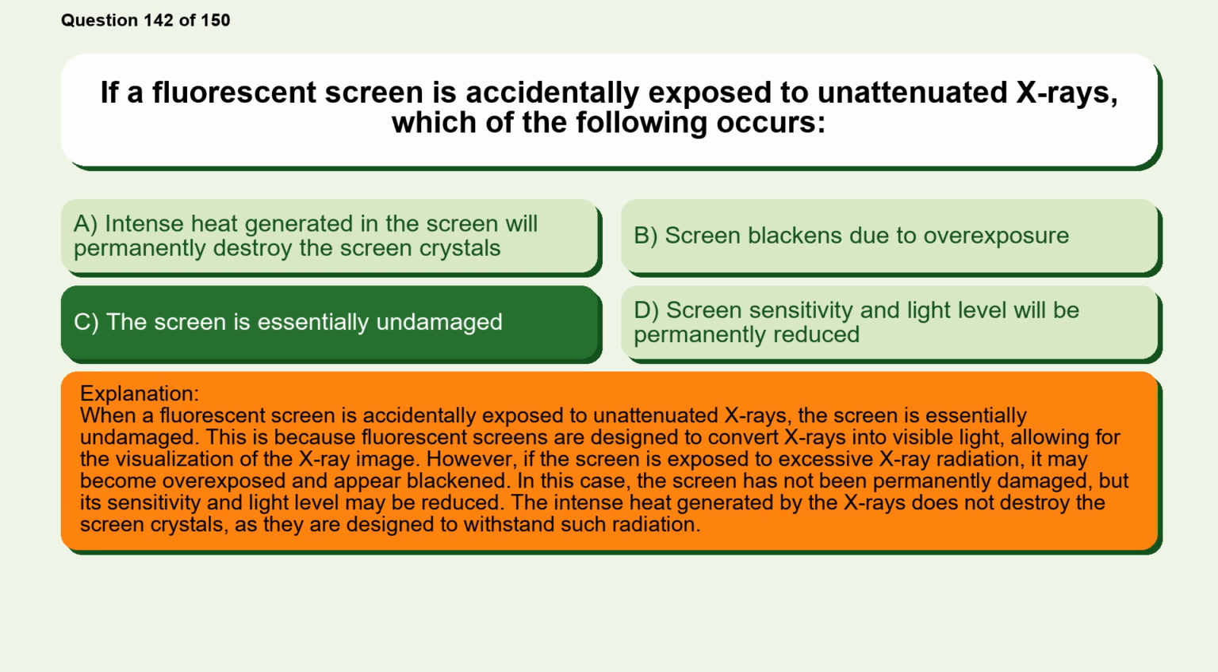When a fluorescent screen is accidentally exposed to unattenuated X-rays, the screen is essentially undamaged. This is because fluorescent screens are designed to convert X-rays into visible light, allowing for the visualization of the X-ray image. However, if the screen is exposed to excessive X-ray radiation, it may become overexposed and appear blackened.